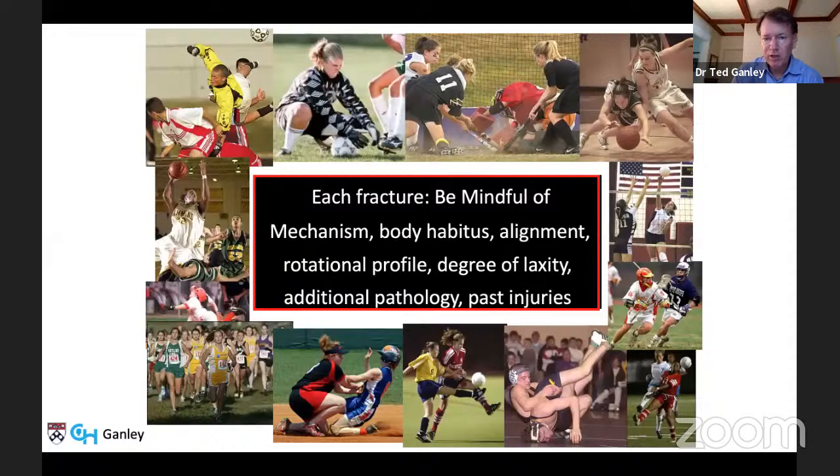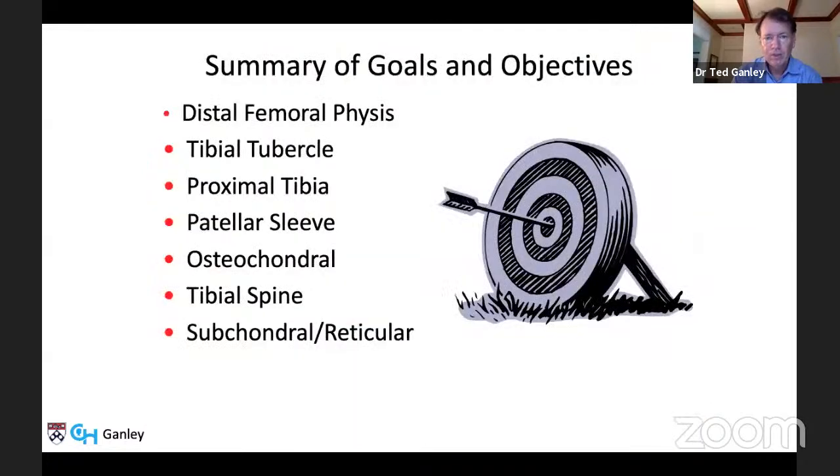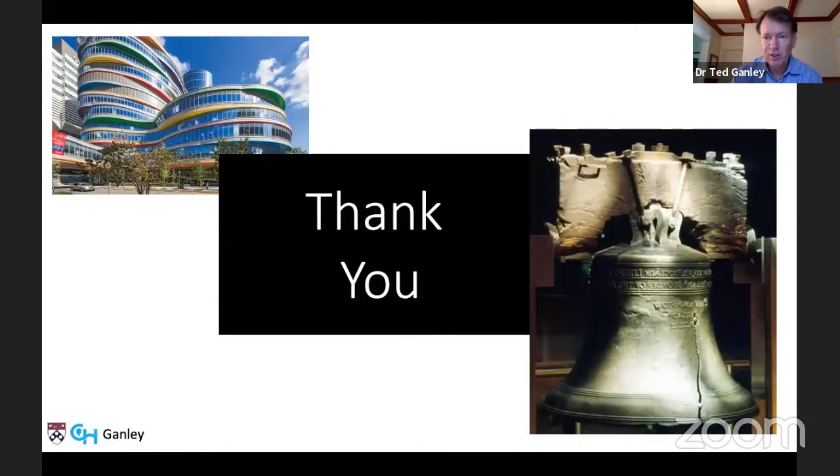Be aware that for each fracture, we try to be mindful of mechanism, body habitus, alignment, rotational profile, degree of laxity, additional pathology, and past injuries. Each one of these is its own unique pattern. Hopefully we've addressed our goals and objectives. Happy to have any discussion and answer any questions. And thank you for your time.